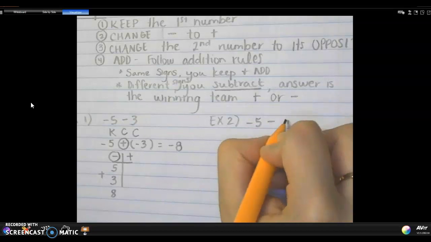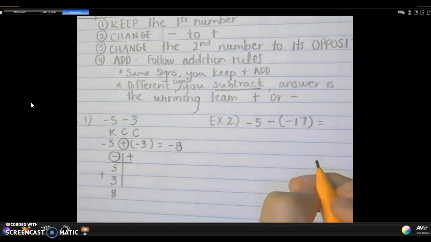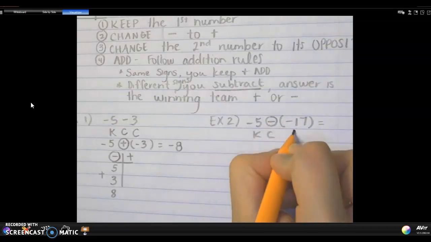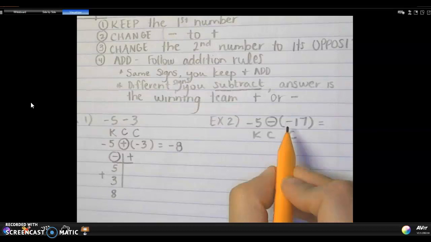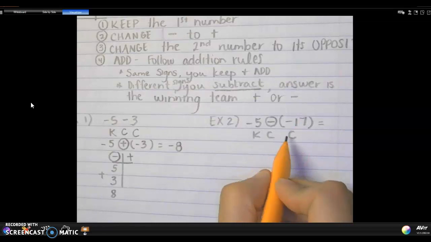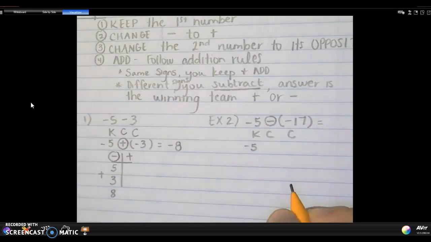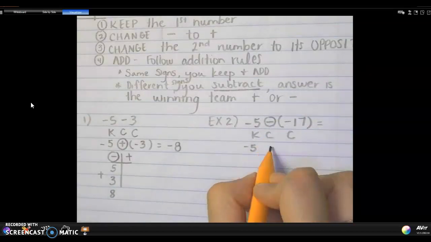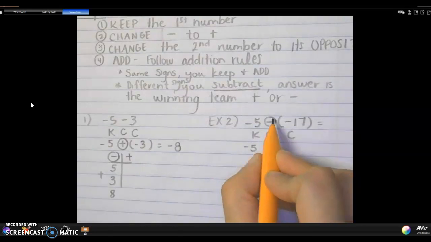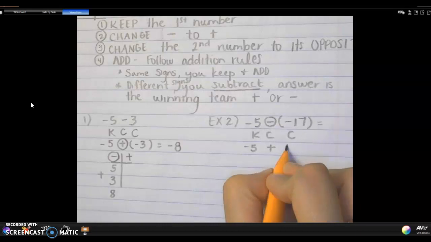-5 minus -17. So anytime you see subtraction, you know you do KCC. So that's one way to remember. Subtraction, KCC. Not KCF, KCC. So that means we keep the -5, which is my step 1. Step 2, we change subtraction to addition. And step 3, we change the second number to its opposite. So since I have a -17, the opposite is 17.